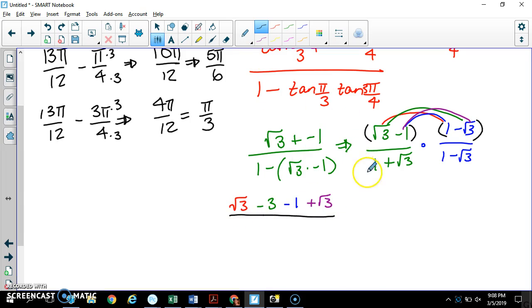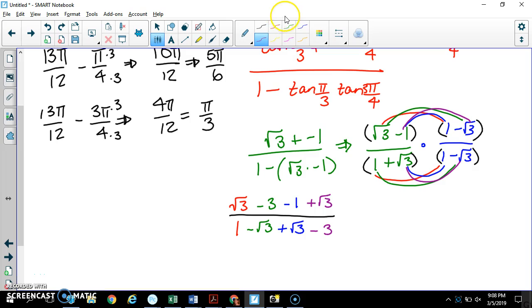I'm going to do the same thing to the denominator. I'm foiling. You can use box method if you want to. I just personally hate box method. All right, I got 1 times 1 here, so that's 1. 1 times negative square root 3 is negative square root 3. Square root 3 times 1 is positive square root 3. And then square root 3 times negative square root 3 is negative 3.